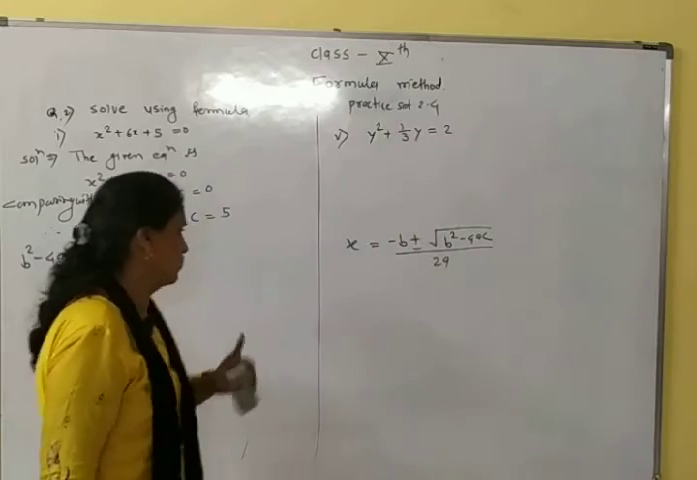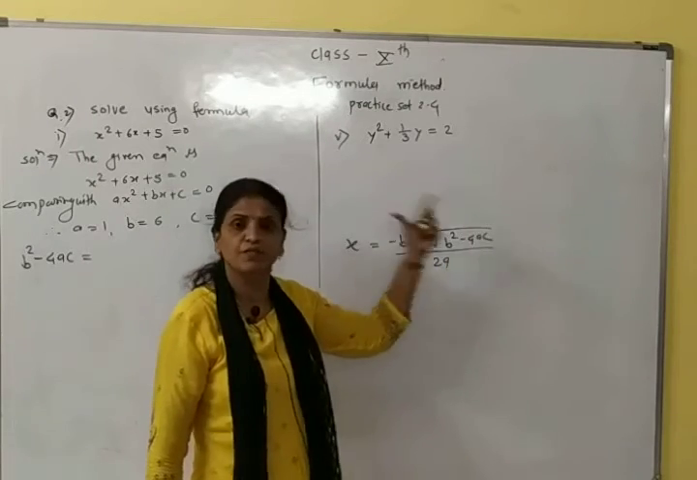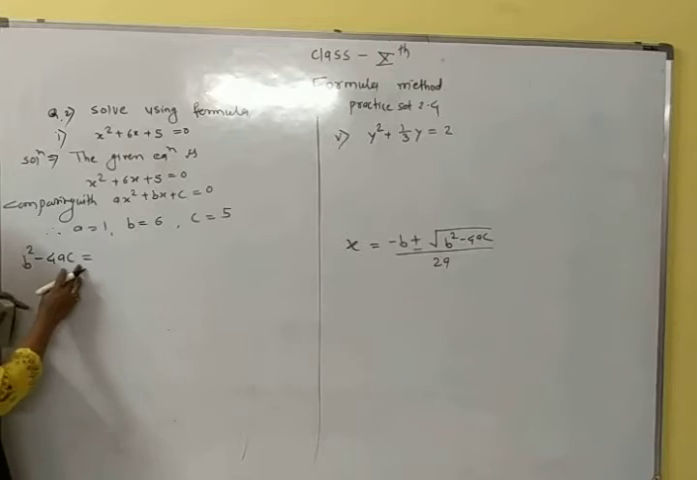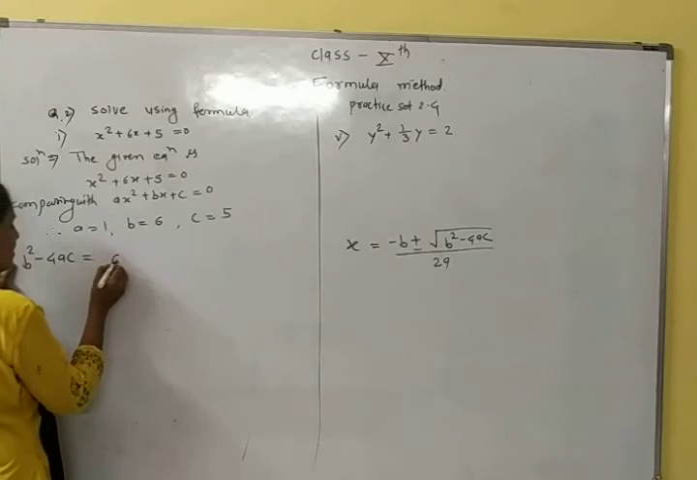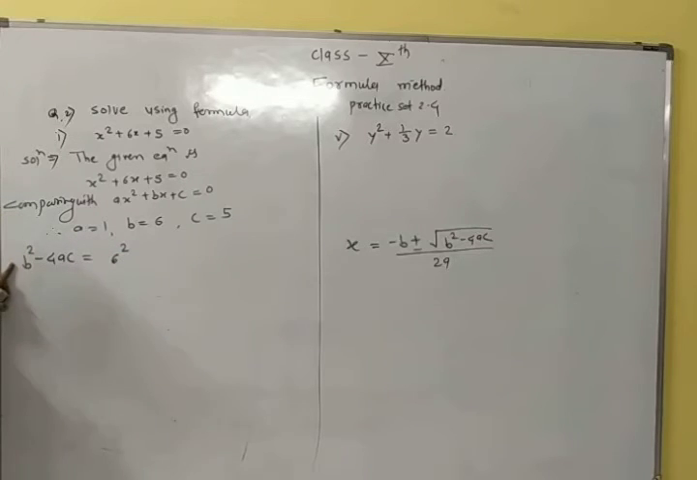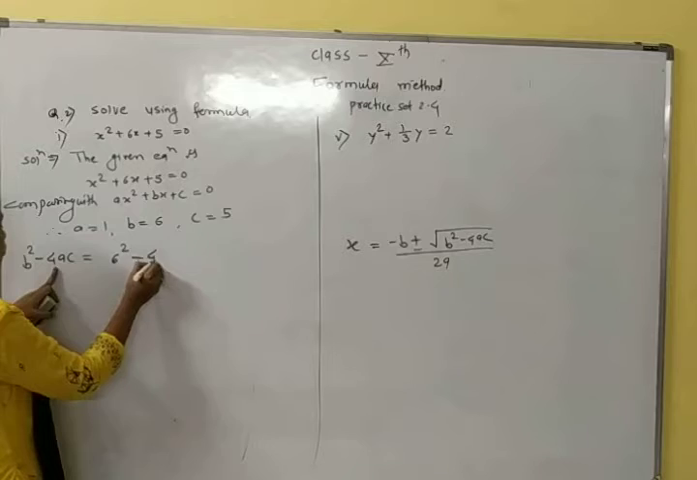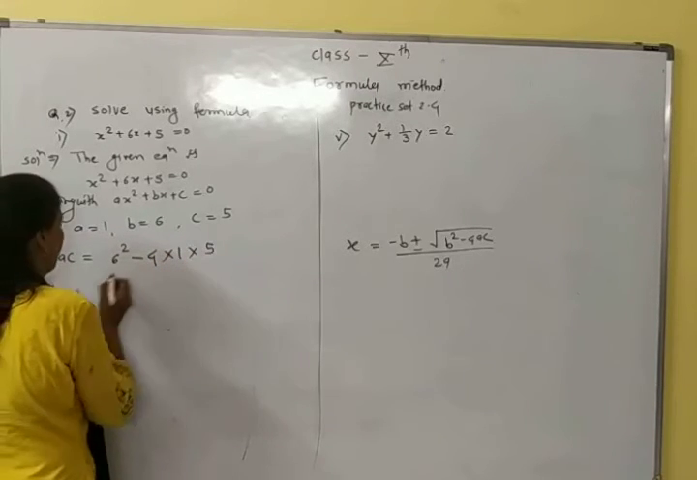This is the formula. Then first we have to find b square minus 4ac. Put b equal to 6, so 6 square, then minus 4 into a equal to 1 and c equal to 5.